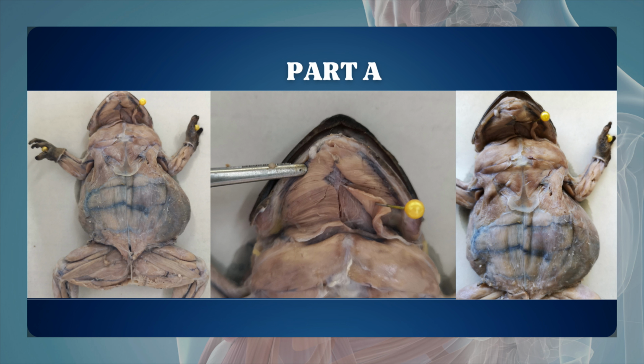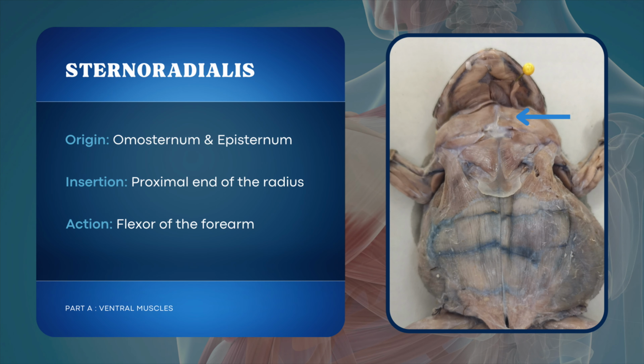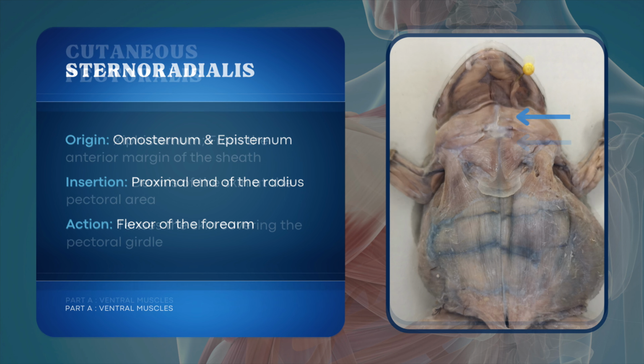For part A of part 1, we are to identify its ventral muscles. For the ventral muscles, we first have the sternoradialis. The sternoradialis is a thick sheet of muscle that is partially covered by the posterior margin of a muscle called mylohyoid. This muscle originates from the episternum and omosternum and is inserted into the proximal end of the radius. In addition, it acts as a flexor to the forearm.